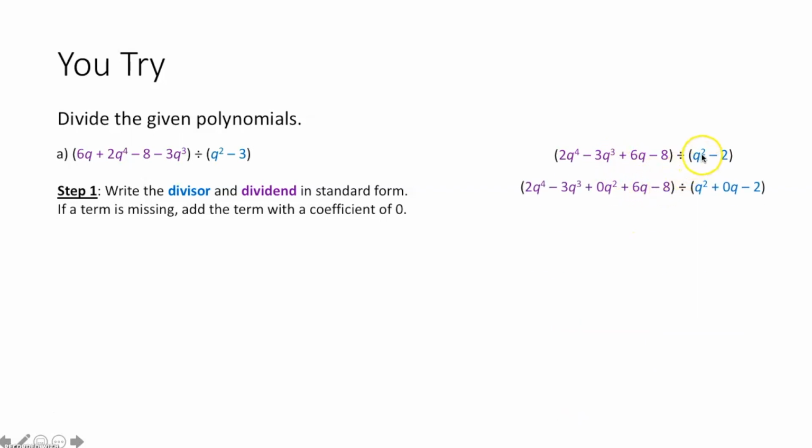Over here, we have q to the 2nd and minus 2. So that's missing a q to the 1st. So we have to add plus 0q to the 1st. So we also did it to our divisor this time. So we're going to take this divisor, put it out front of our division symbol, and put our dividend underneath.